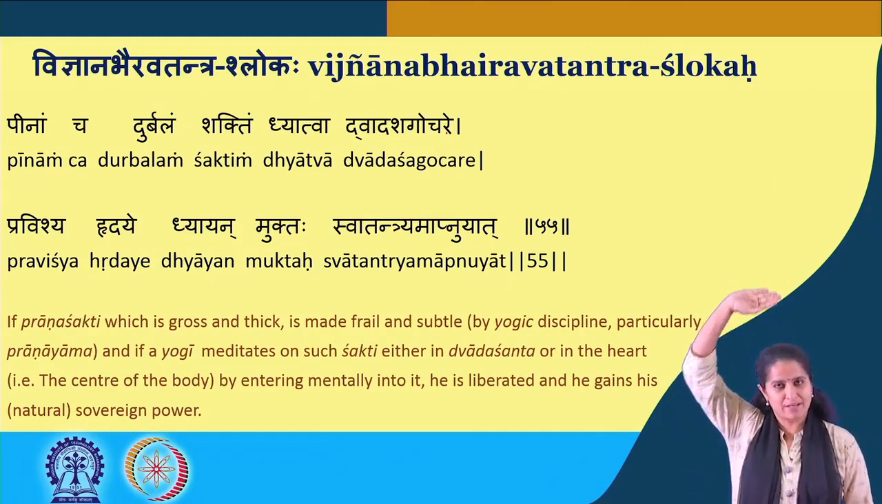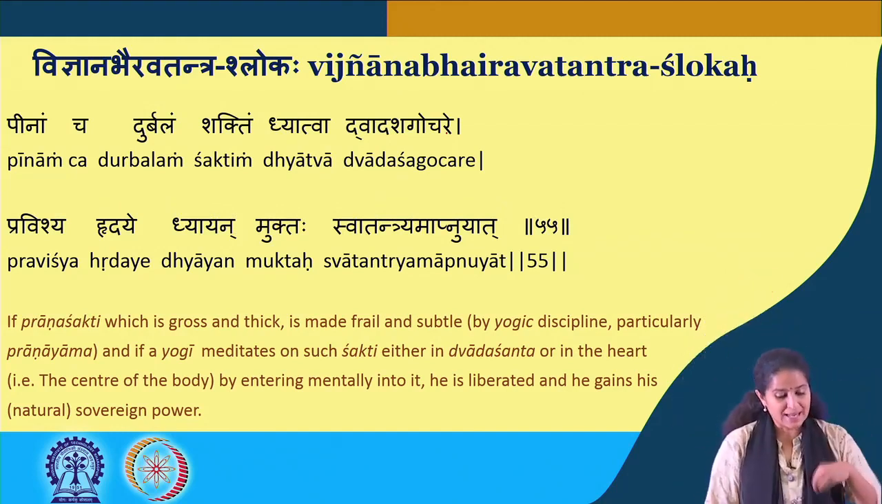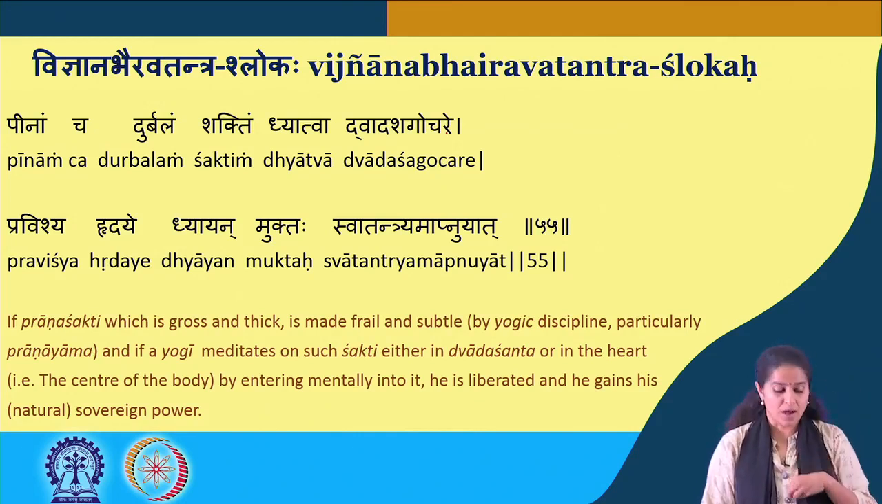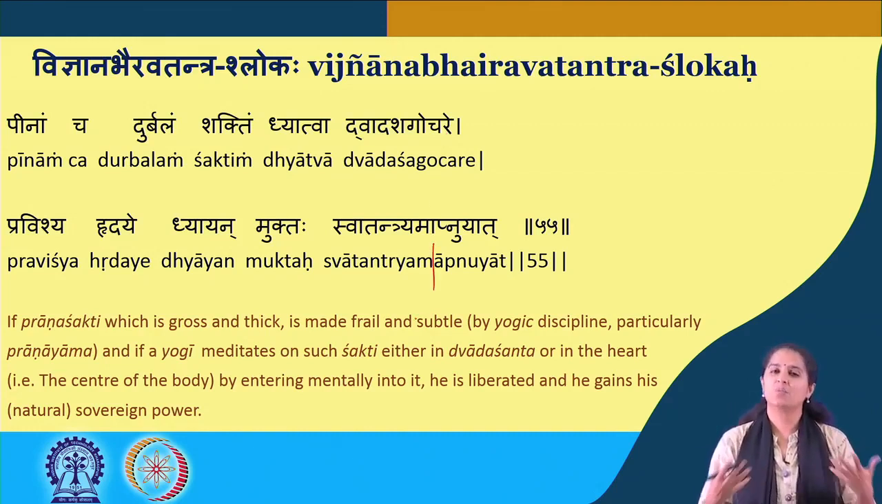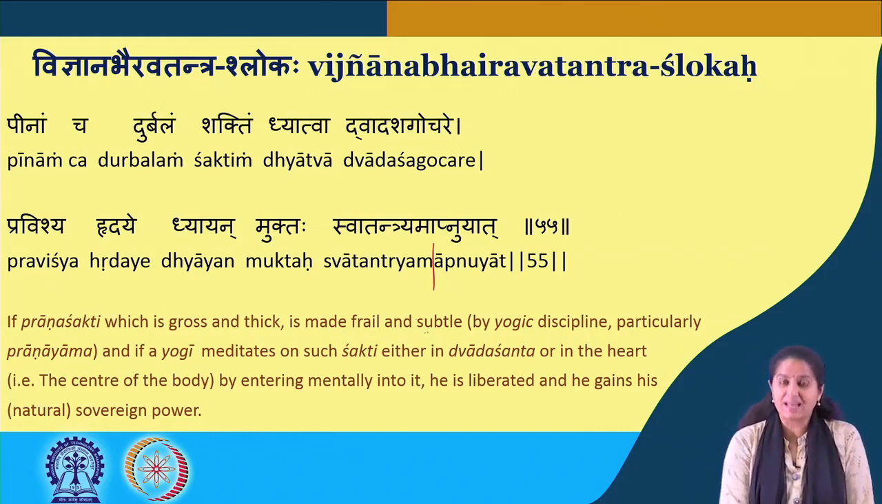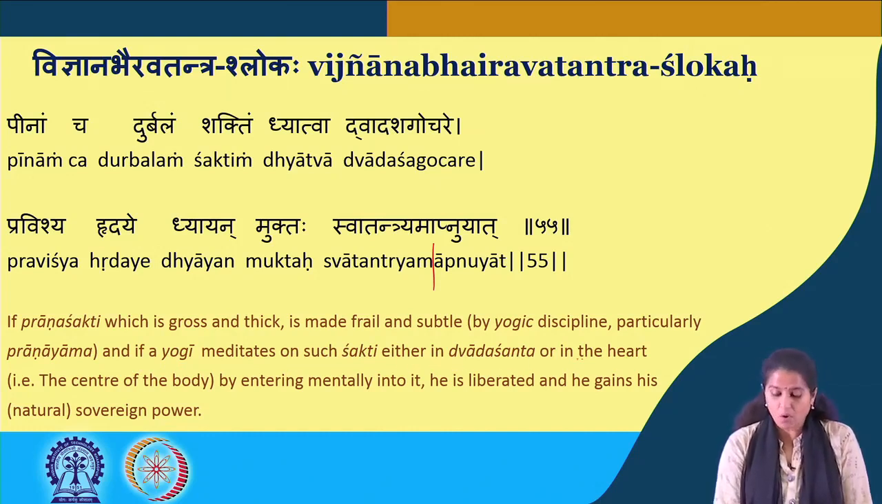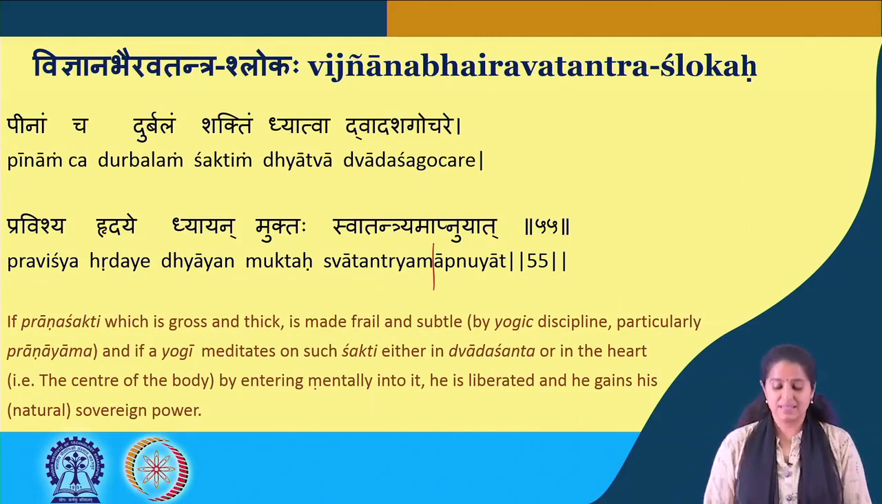It's a point there and 12 fingers above that. If you meditate there, pravishya hridaye dhyayan, or you can enter into the heart and meditate there. Muktaha swatantriyam apnuyat. So the liberated man, the person, will be free and will be independent. So if prana shakti, which is gross and thick, is made frail and subtle by yogic discipline, particularly pranayama, and if a yogi meditates on such shakti either in dwadashanta or in the heart, the center of the body, by entering mentally into it, he is liberated and he gains his natural and sovereign power.